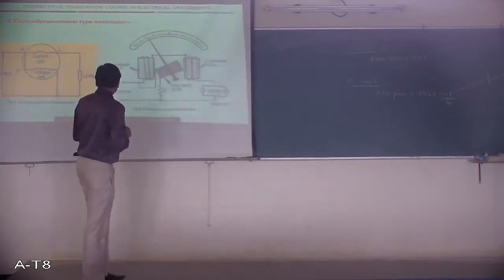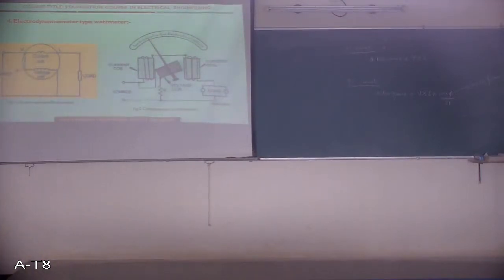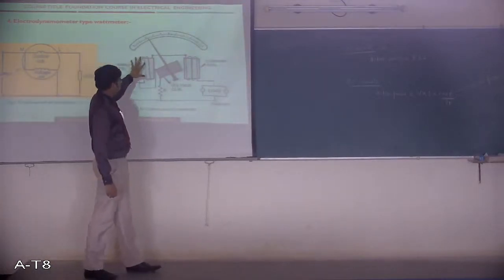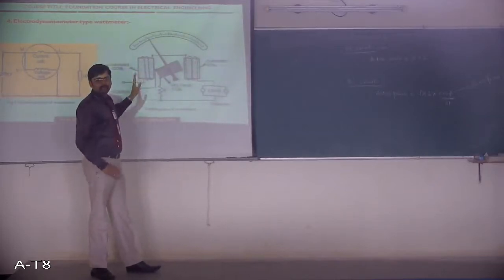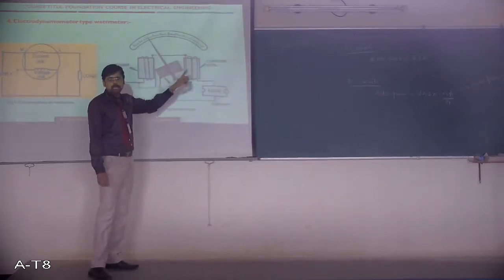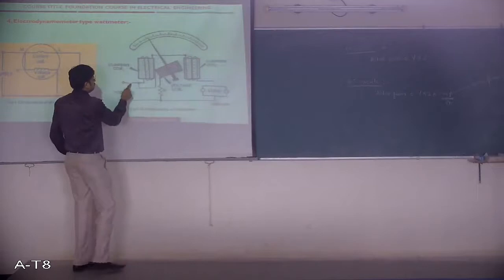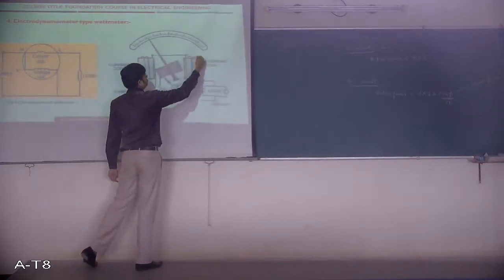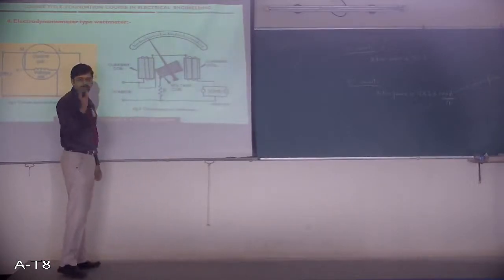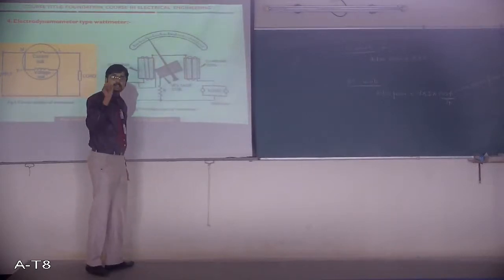Now let us try to understand the construction of a wattmeter. Basically, a wattmeter has two coils. One is called a fixed coil, and that fixed coil is split into two, and we call it the current coil. Why do I call this a current coil? Because this coil is connected in series with the circuit. Look at this path. Current is going to flow through this coil as well as this coil and through the load. So these current coils are connected in series with the load, so they can sense the load current.